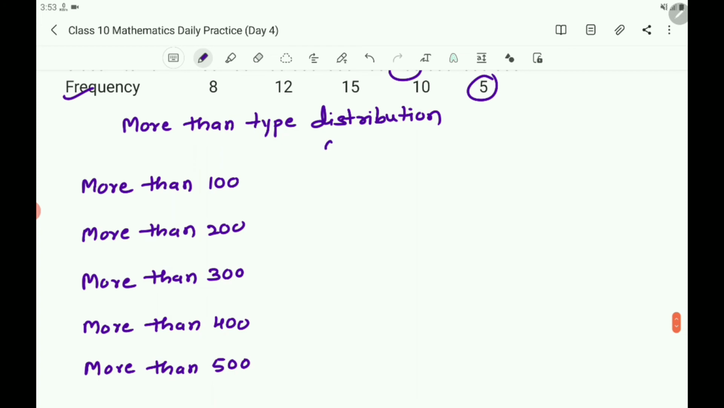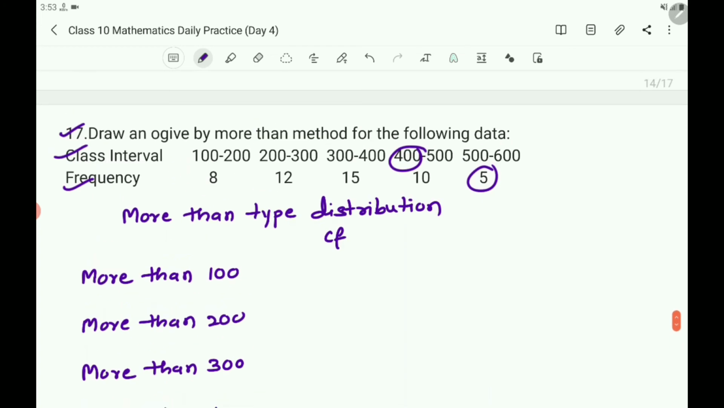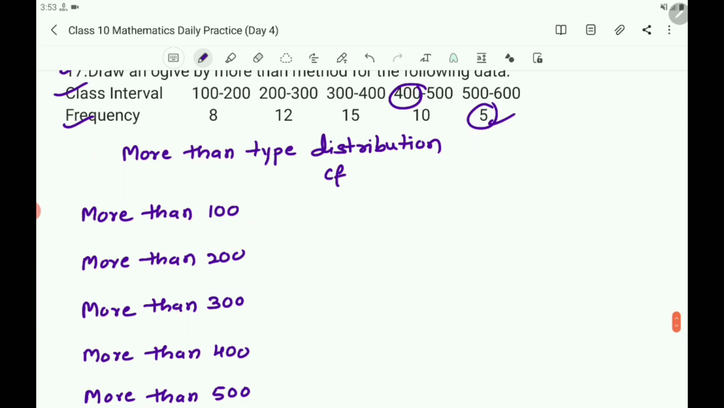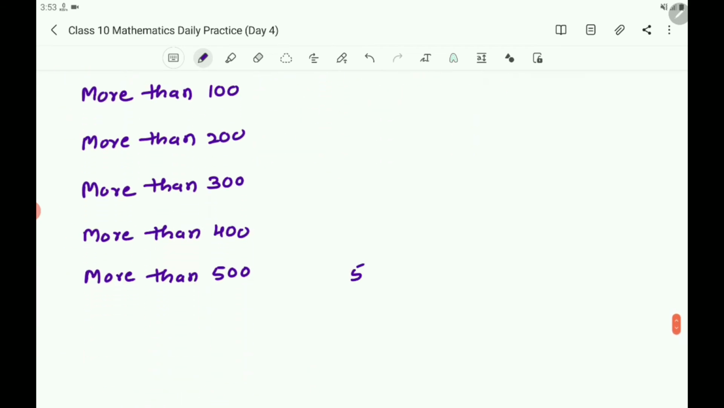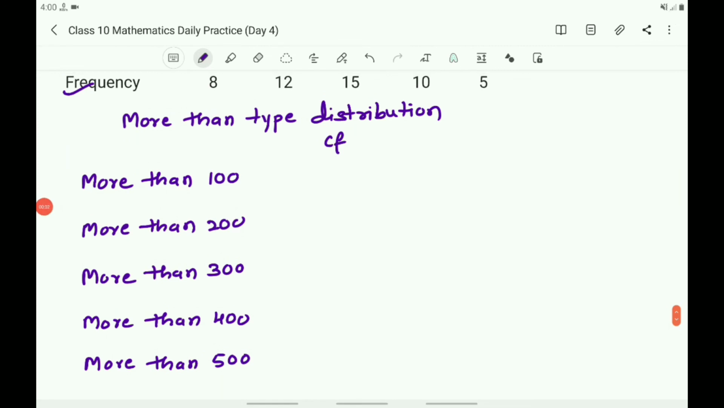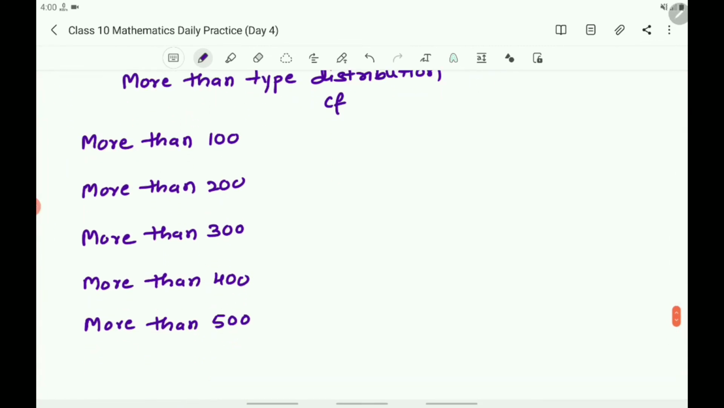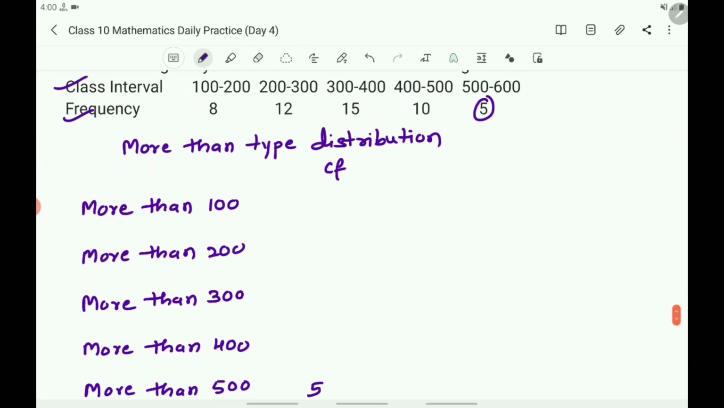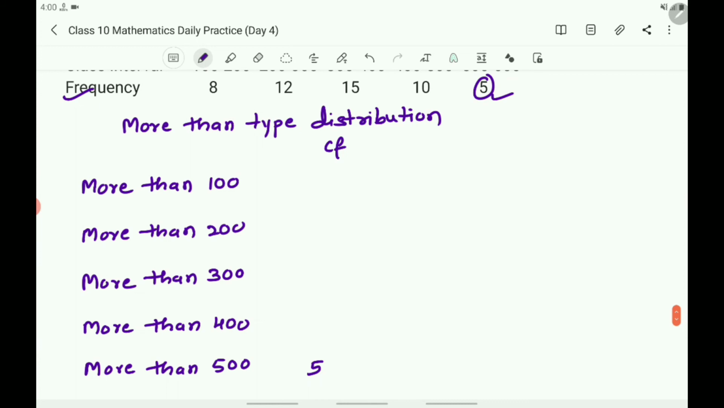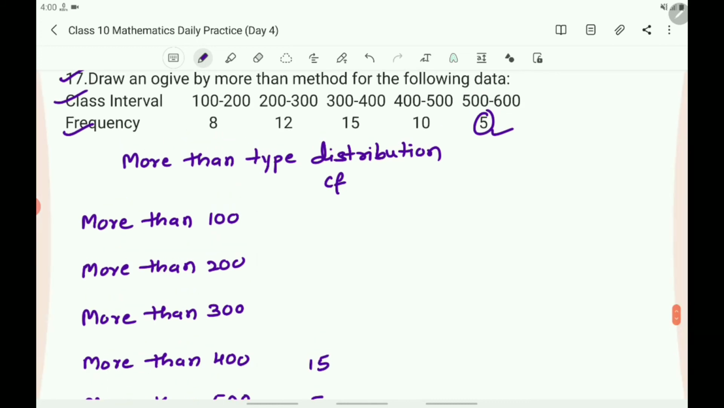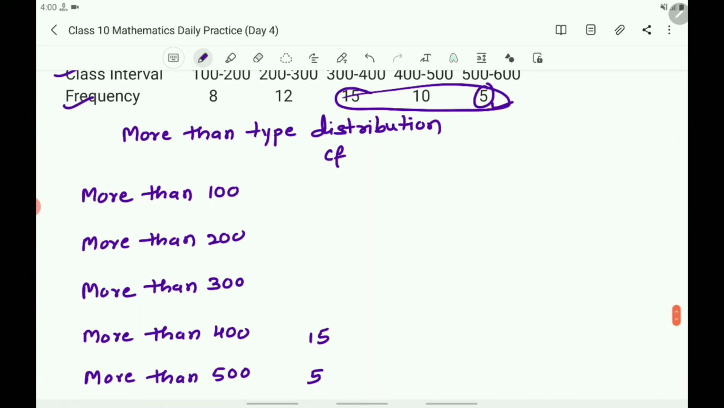So you write CF more than 500 is 5, you write 5. Then more than 400: more than 500 you got 5, more than 400 is plus 10, add 10 to 5, that becomes 15. Then more than 300, again you add the sum of these 3, so add 15 to 15, so you will get 30.